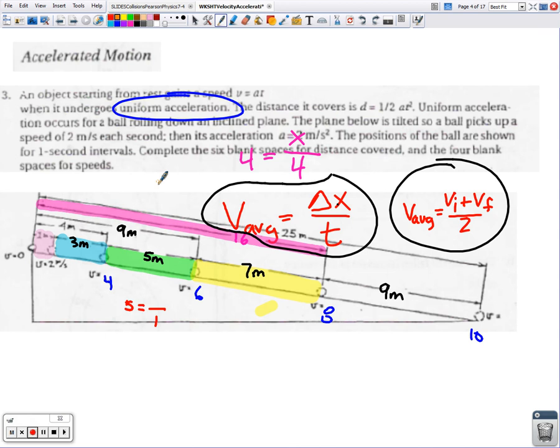to figure out how far something has gone, even though it keeps getting faster and faster. We can tell from the pictures that it keeps going farther during each second interval, but exactly how much farther, we need to use these two equations. Okay? Good there.